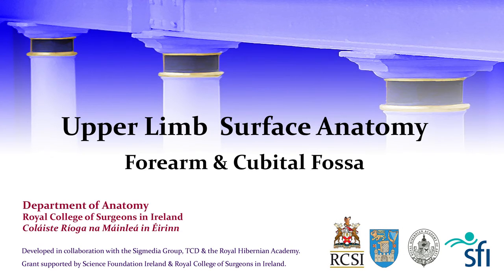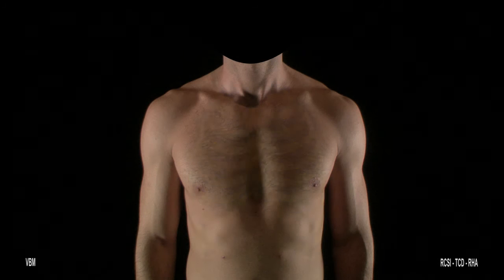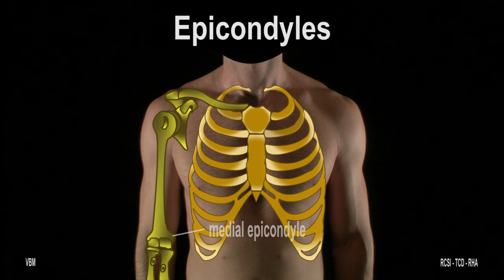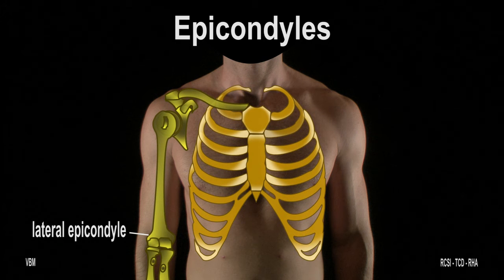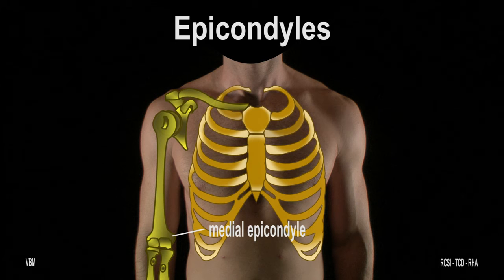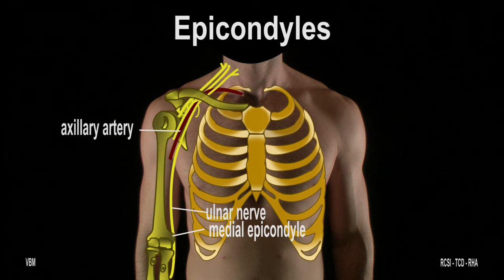Upper limb surface anatomy. Forearm and cubital fossa. Epicondyles. Palpate the medial and the lateral epicondyles of the humerus. The lateral epicondyle is the common origin of the forearm extensors. The medial epicondyle is the common origin of the forearm superficial flexors. The ulnar nerve passes posteriorly to the bone and may be damaged here.